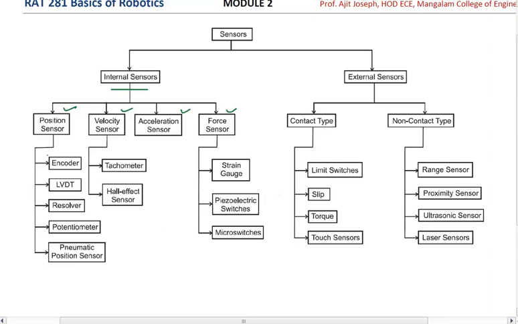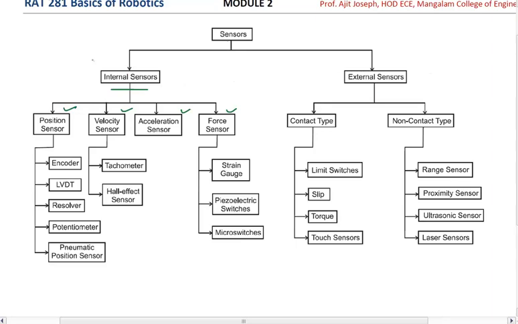For understanding the encoders, LVDT, resolvers, potentiometers, and similarly tachometers, strain gauges and all, we will have to look inside each one of them one by one. Our second module will talk about internal sensors and external sensors. If you look into your syllabus, you will find that there is a section that deals with internal sensors, and another that deals with external sensors.